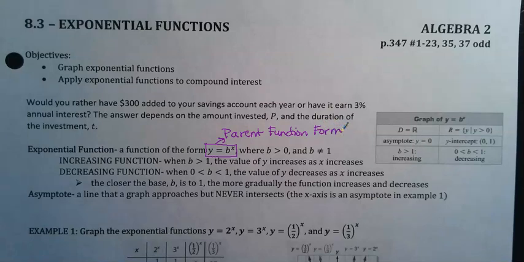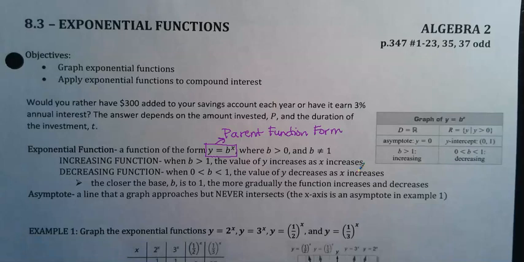All right, so it's going to be an increasing function when b is greater than 1. So the value of y increases as x increases. And it's going to be a decreasing function when 0 is less than b, which is less than 1. So this is when the value of y decreases as x increases. So the closer the base b is to 1, the more gradually the function increases and decreases.